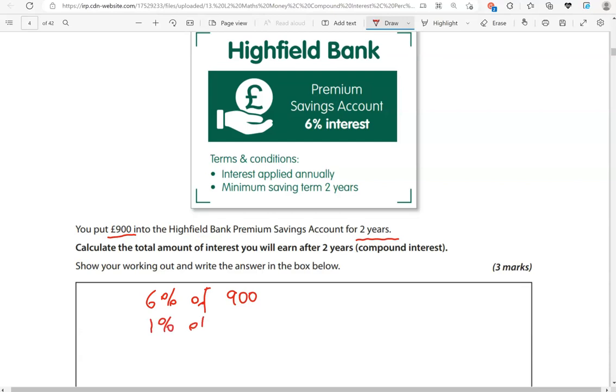1% of 900 will be 900 divided by 100, because there are 100 lots of 1% in the whole amount, in the 100% amount, which is £900 in this case. So if I divide 900 by 100, it gives me 9. So I know what 1% is worth. So 6% will be 6 times that. So 9 times 6 is 54.